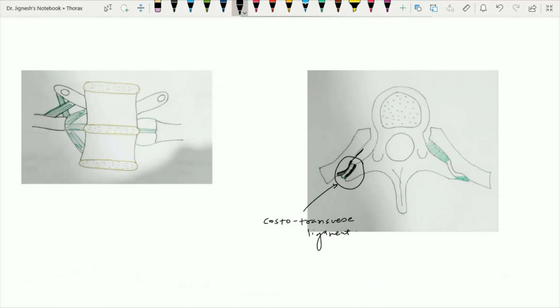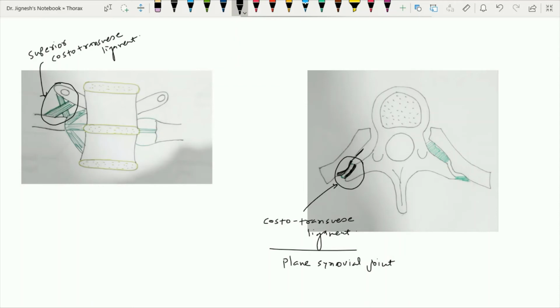This costotransverse joint is a plane variety of synovial joint and has three important ligaments concerned with it. The three ligaments are the superior costotransverse ligament, the inferior costotransverse ligament and the lateral costotransverse ligament. Here in the figure on the left side, we can appreciate the superior costotransverse ligament, and it has two laminae, one anterior lamina and one posterior lamina.